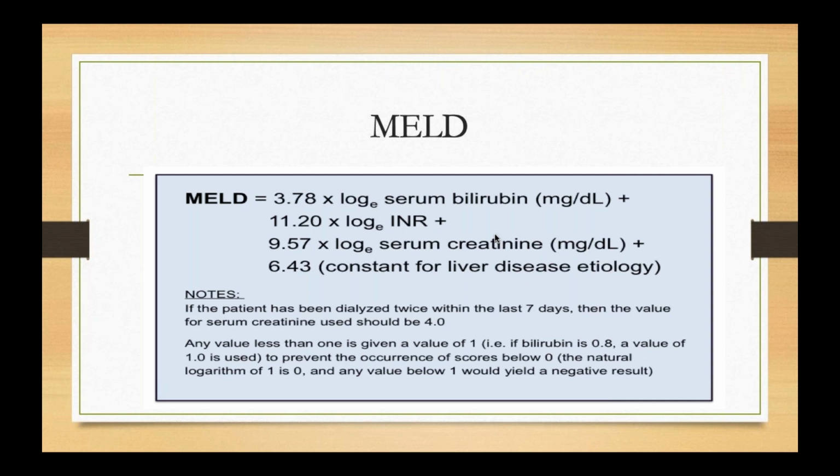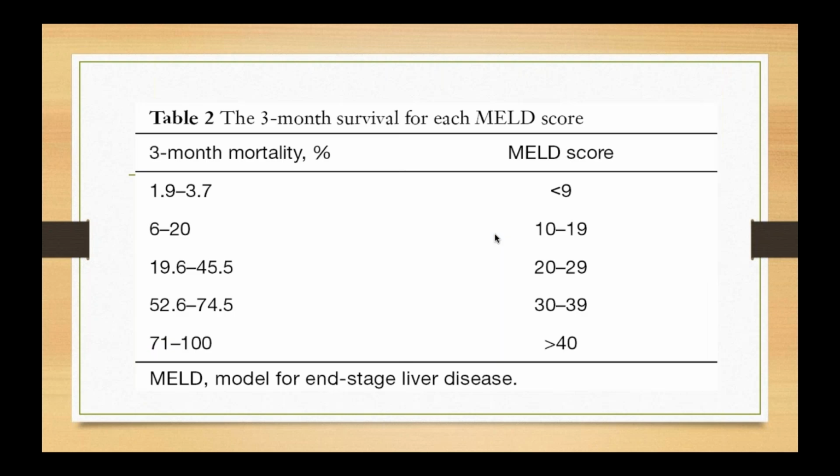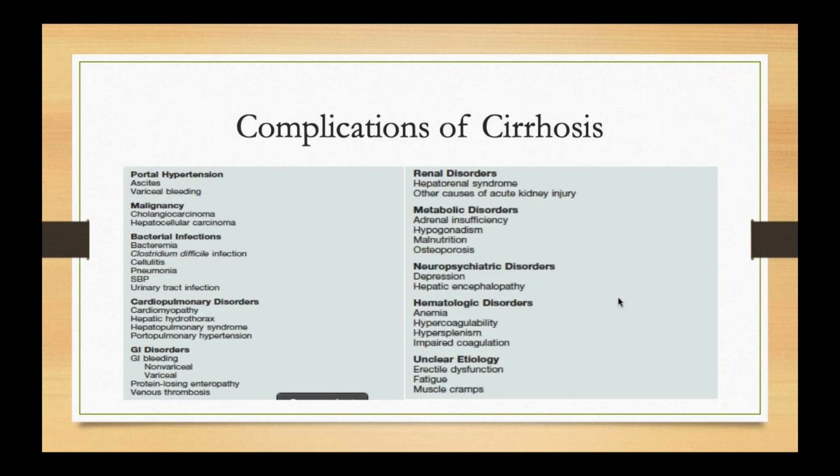Nowadays the better score is MELD sodium, where you include sodium along with MELD to prognosticate the patients. The 3 month survival for each MELD is given by this. Here you can see a patient with high MELD, 40 or more, has 70 to 100% mortality in the next 3 months. If it is above 30, 50 to 75% mortality. So very high mortality if the MELD is very high. Around 20 to 29, it is 20 to 45%. So MELD can predict the disease outcome.